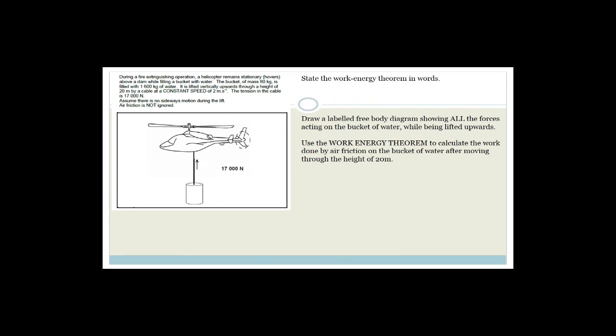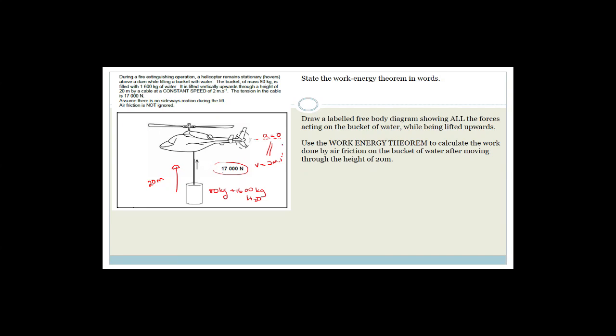It says, during a fire extinguishing operation, a helicopter remains stationary. So it remains stationary, so that has got no acceleration. So the acceleration equals zero. Right, above a dam while filling a bucket of water. The bucket has a mass of 80 kg, and is filled with 1,600 kilograms of water. That's the H2O. It is lifted vertically upward through a height of 20 meters at a constant speed of 2 meters per second. So again, the acceleration is zero. The tension in the cable is 17,000 newtons. It says, assume there's no sideways motion and you can ignore air friction.